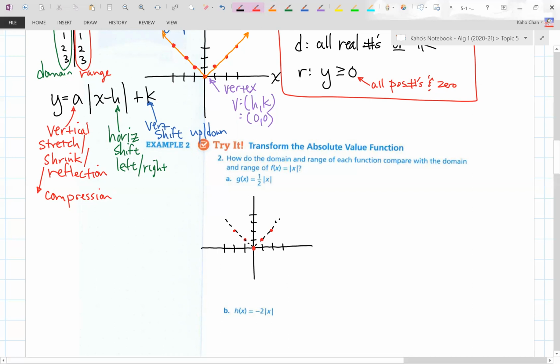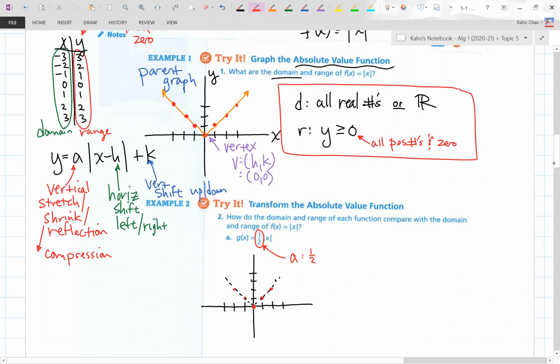That 1/2 is a value that will affect the parent graph. That 1/2 is your A value. In this case, 1/2 will take a half of all your Y values. That table I have on the left there, those numbers 3, 2, 1, 0, 1, 2, 3, and up here in this column will be cut in half. Literally, what this does is it is a vertical shrink or compression by a half.